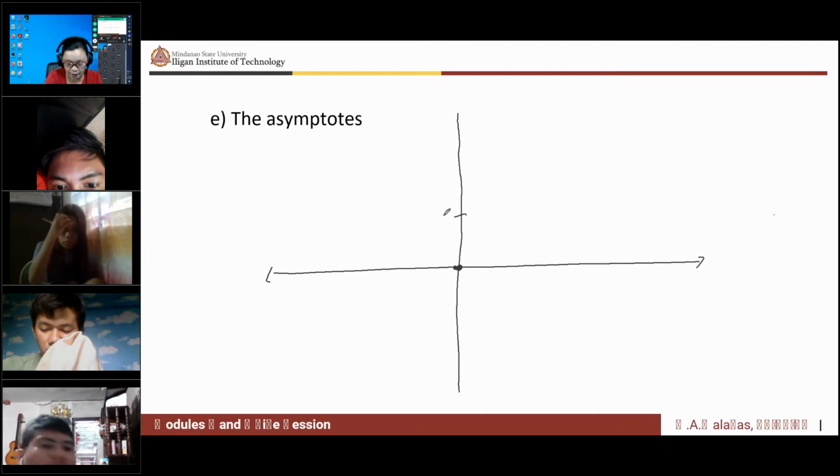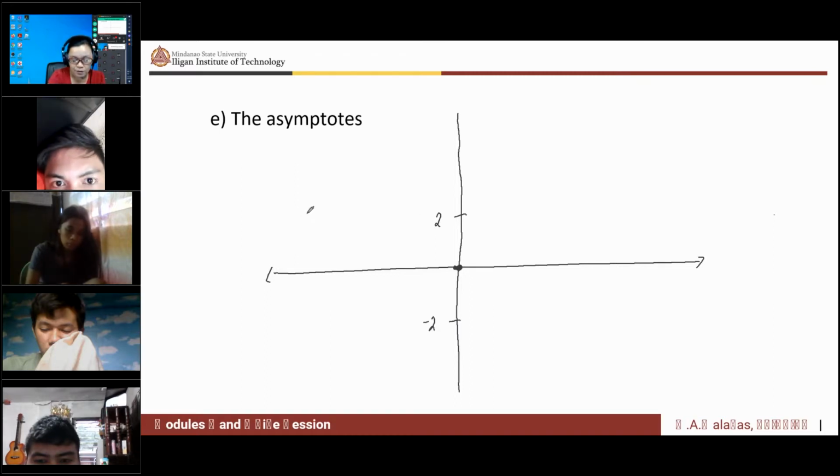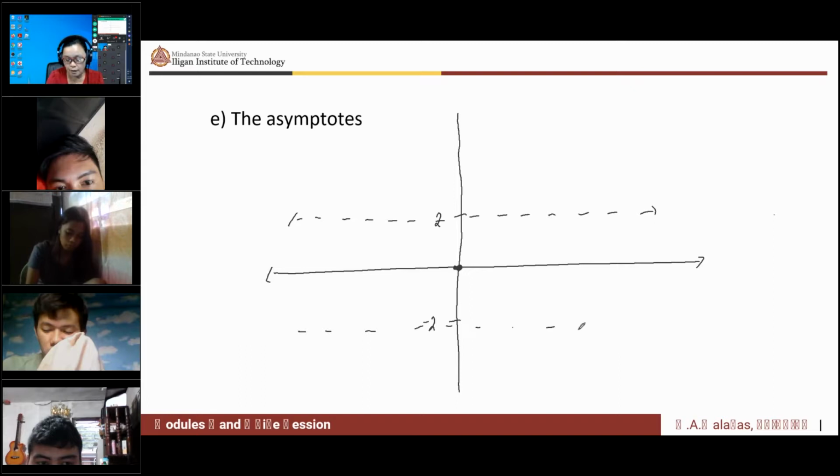An asymptote is a line, so you have to write it as y equals 2, not 2. So y equals 2, and then y equals negative 2. Asymptotes are usually represented by broken lines, dashed lines. So this is our horizontal asymptote, and then this one. And then we have x equals 0 as the vertical asymptote. So this one here, vertical.